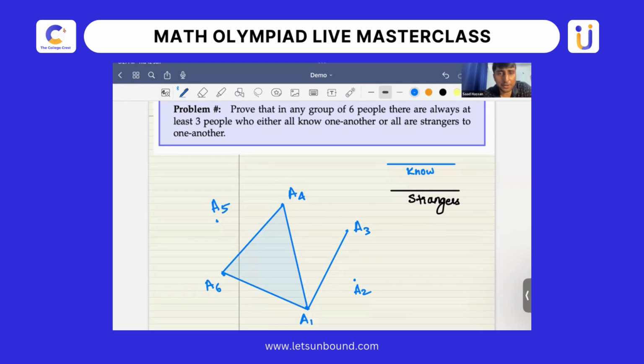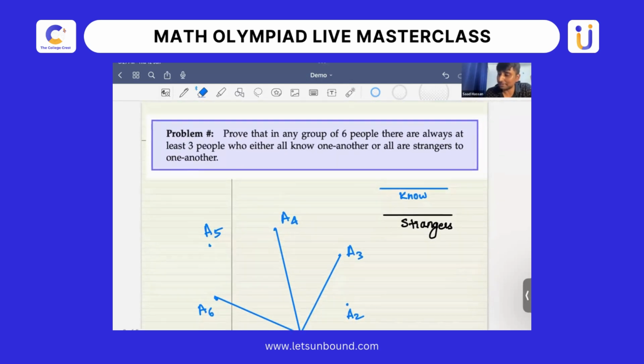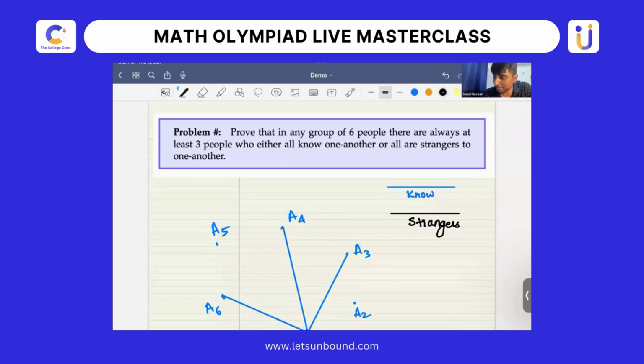Why? Because we had to prove that there will be an assembly of 3 people who either know each other or do not know each other. Since this is a triangle of all blues, and by blue we mean that 2 people know each other, we are done because all these 3 people know each other. So in that case, you might wish that this line segment be not blue. Well, in that case, this line segment is going to be black. So A4 and A6 say that they do not know each other, right?